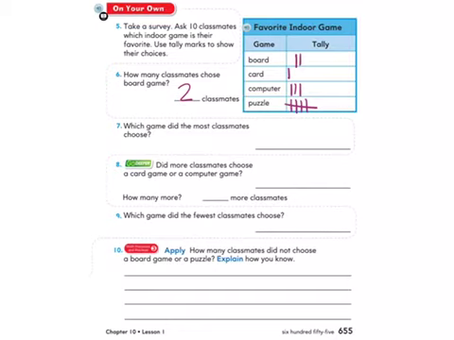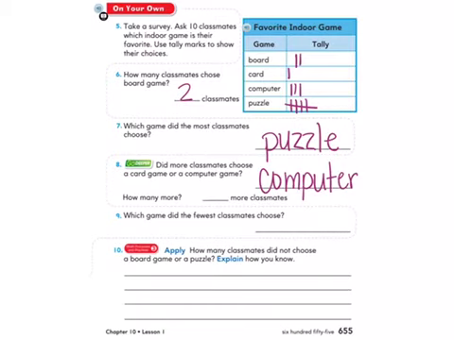Which game did the most classmates choose? Well, looking at our chart, we can see that the most that was chosen is puzzles, because 5 people voted for that. Number 8, did more classmates choose a card game or a computer game? We can see that it's computer games. And how many more means we're going to subtract. We need to subtract 3 minus 1, which is super easy. It's only 2. Only 2 more classmates liked computer games over card games.